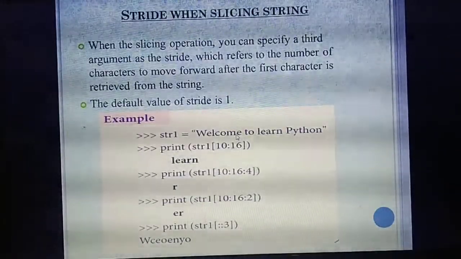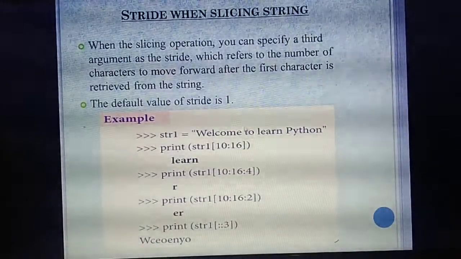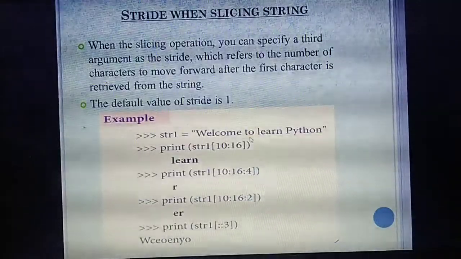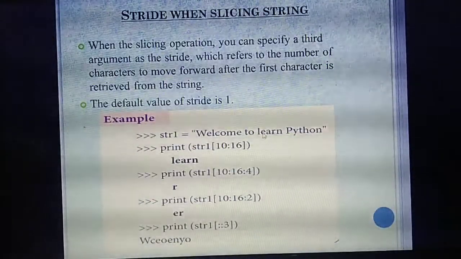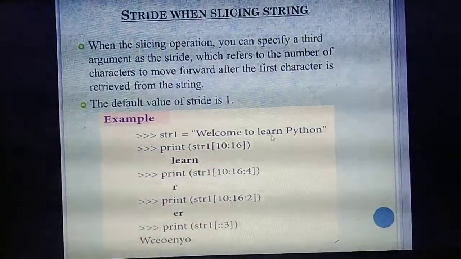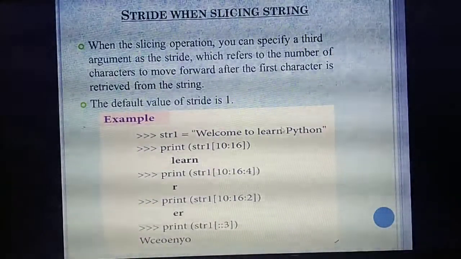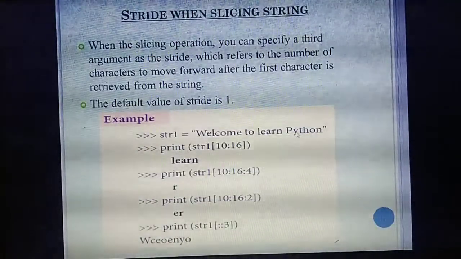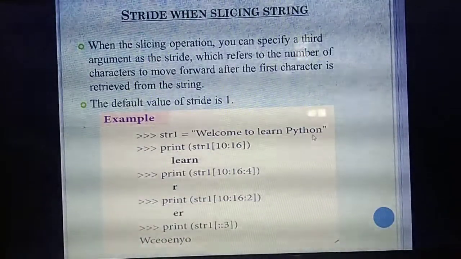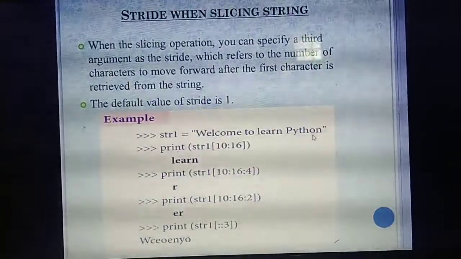Next, here space also you need to count. Next, 1, 2, 3. What's the letter? O. Next, space. 1, 2, 3. E. Next 1, 2, 3. N. Next space 1, 2, 3. Third letter. Next 1, 2, 3. Third letter. Understand? So you are getting this output.